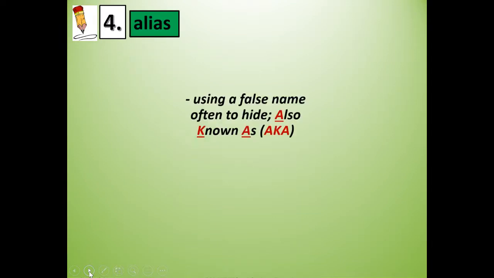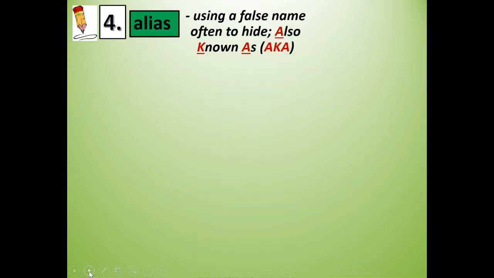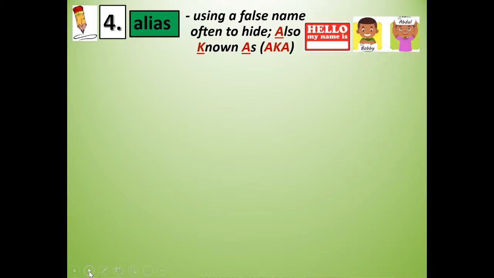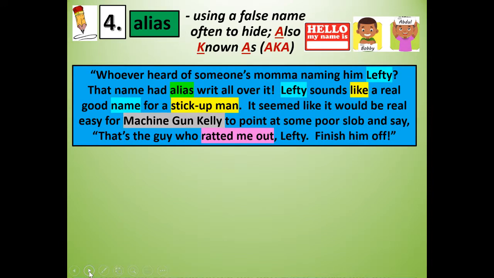Number 4, alias: using a false name, often to hide. Also known as AKA, which stands for also known as. Alias, using a false name, often to hide. So here are our pictures. Here's our quote.